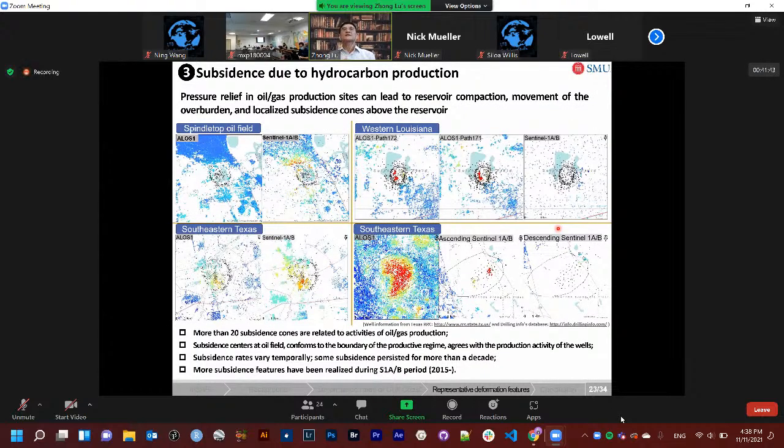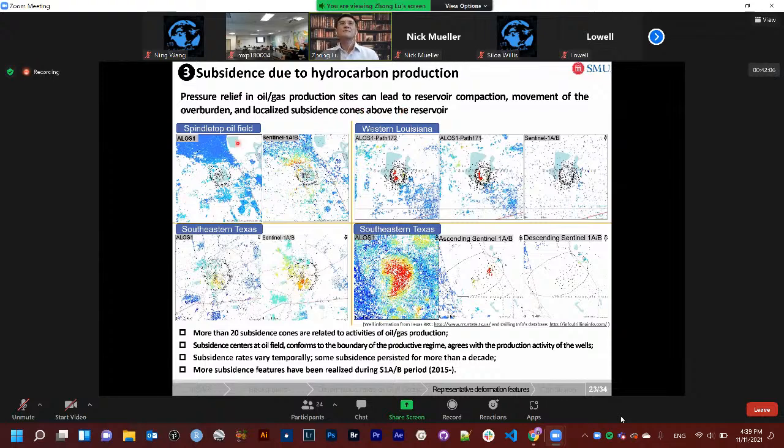So subsidence, the third one, is due to hydrocarbon extraction. Take the oil, take the gas, you release your pressure in the subsurface area, and that can lead to reservoir compaction and the movement of the overburden, of the faults, and localized subsidence about that reservoir.